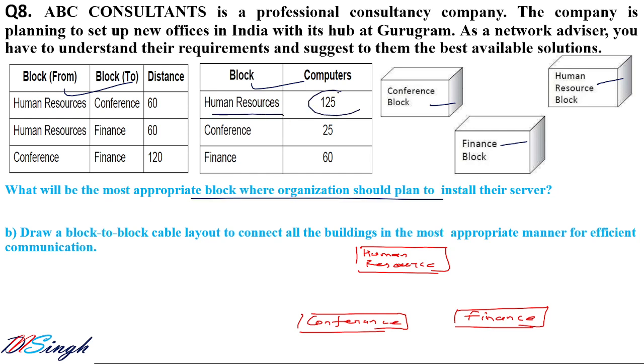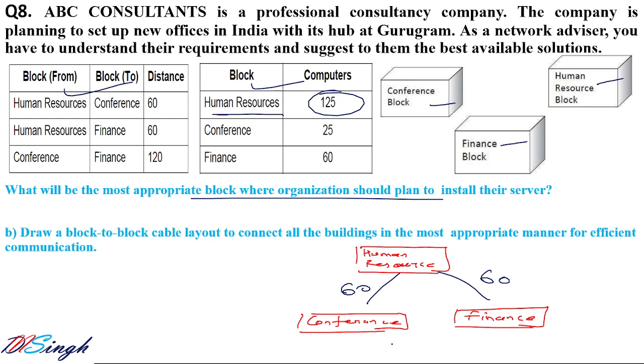Human resource, why? It is having the highest number of PCs. Then we are going to connect. So take the minimum. Human resource will be first, and then we try to make the star topology. So human resource to conference, how much? 60. Okay, fine. Human resource to finance, that is also 60, no issue.